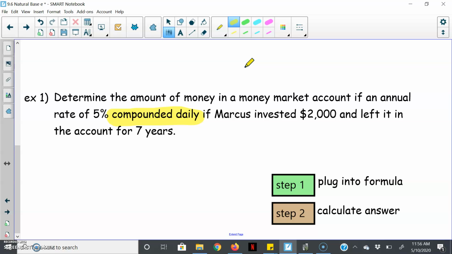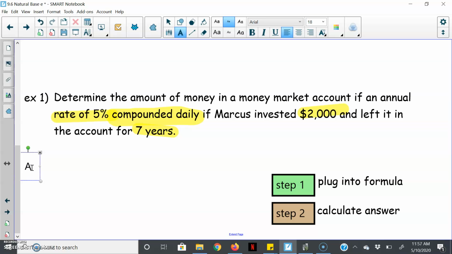If I said weekly, that would be 52. If I said monthly, it would be 12. If I said yearly, it would be 1. Okay, 7 years, he leaves it in the account. He starts off by investing $2,000 and the rate is 5%. So let's plug this into our formula.